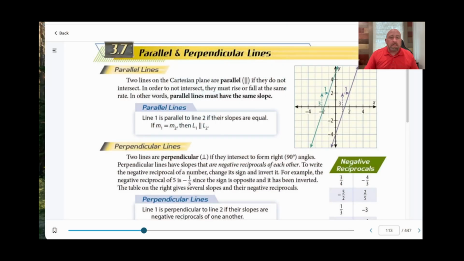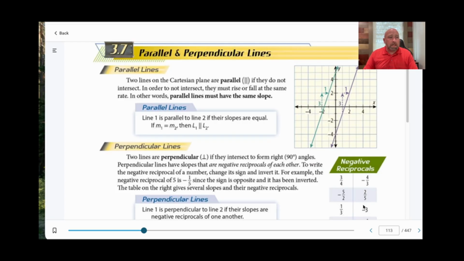Today we'll be talking about parallel and perpendicular lines, and this is found on page 113 in your book, page 113. Let's go ahead and look over there. This is lesson 3.7. What is a parallel line? What is a perpendicular line?